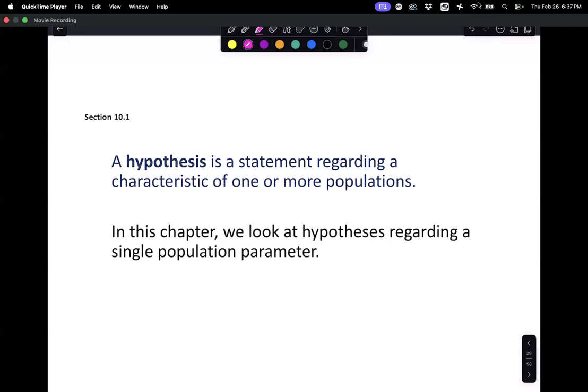Okay, so we're going to talk about hypothesis testing. Hypothesis testing does a really great job building on what we did in chapter 9. So we'll put chapter 9 in your pocket, but make it easily accessible because we might pull it out again. But it really builds off chapter 9 beautifully. So basically, a hypothesis is a statement regarding a characteristic of a population.